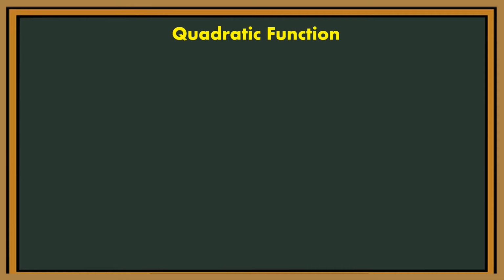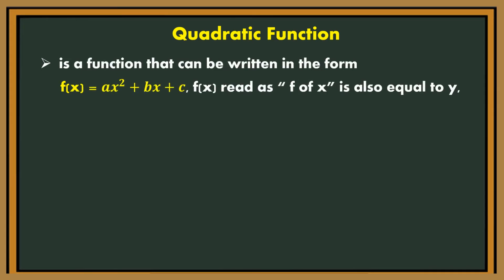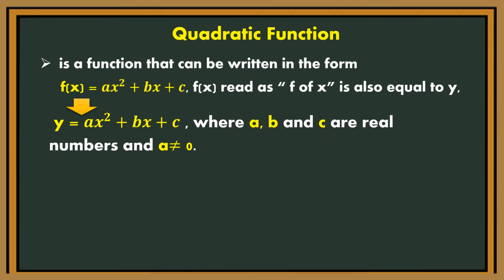Let us define first quadratic function. Quadratic function is a function that can be written in the form f of x is equal to ax squared plus bx plus c. F of x is also equal to y. Therefore, we can also write this as y is equal to ax squared plus bx plus c, where a, b, and c are real numbers and a is not equal to 0.